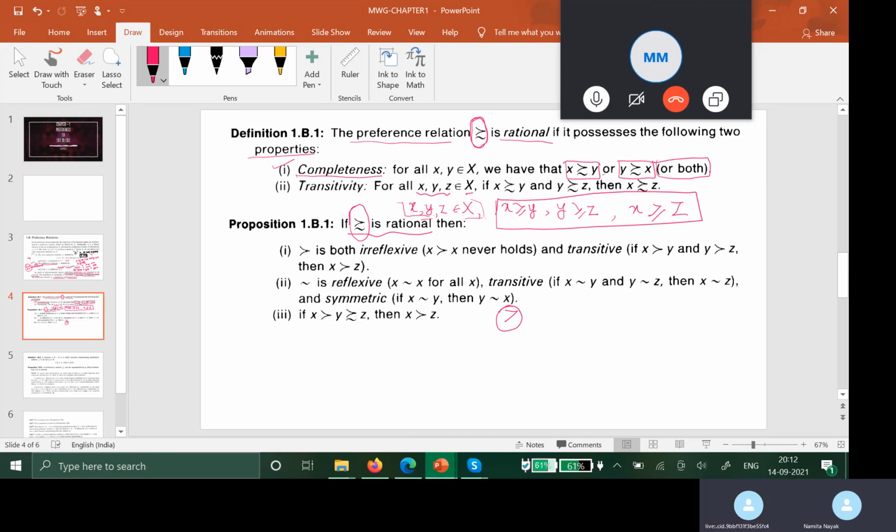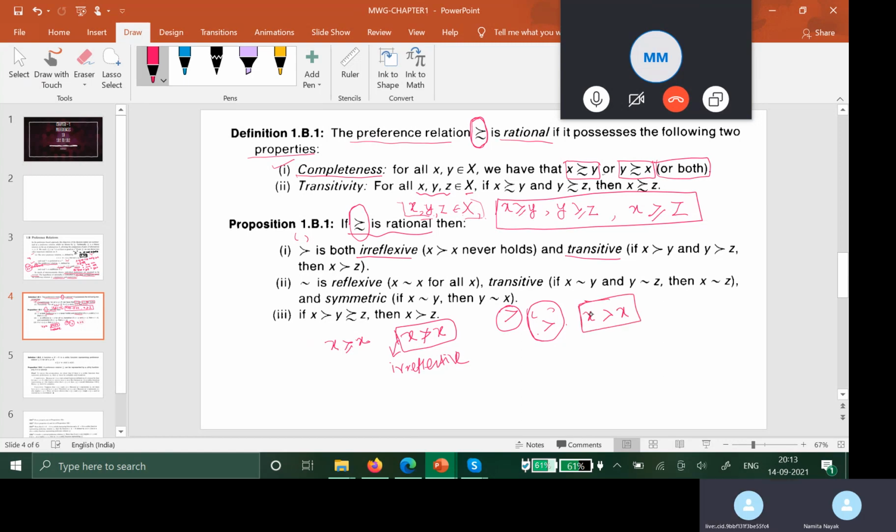Now we are looking at this proposition: if the preference relation is rational, then the strict preference is irreflexive and transitive. What is irreflexive? Reflexive is x is at least as good as x, correct? But x cannot be strictly preferred to x, right? This cannot happen, so this is called irreflexive. If it is strictly preferred, then this relation is irreflexive for that variable. If it is x, then x cannot be strictly preferred over itself, right?